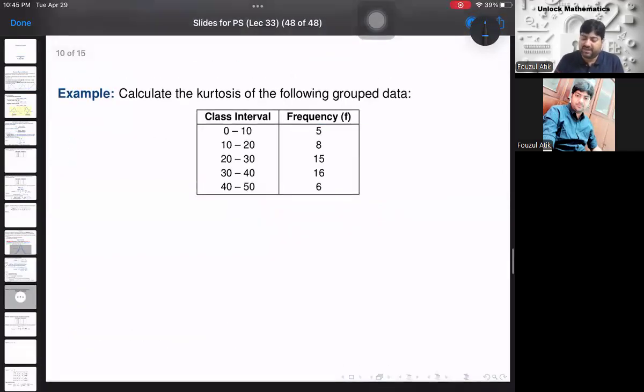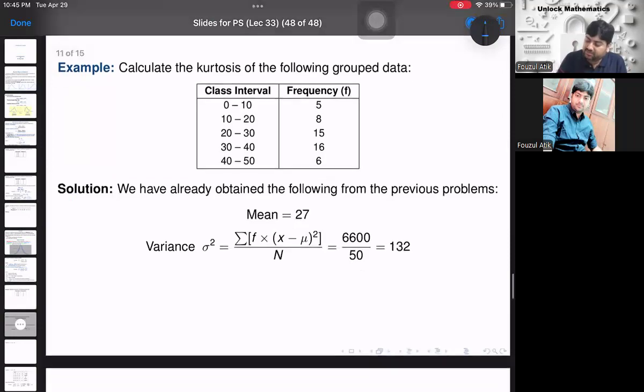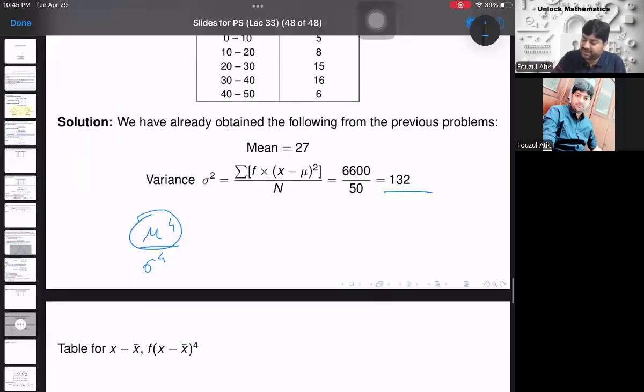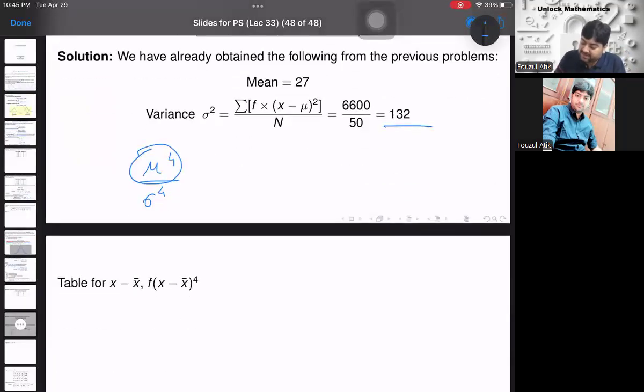Then look at the same example we have talked about several times. So we already calculated its mean, right? What is the mean for this data? We already calculated the mean, which is 27, and we have already calculated its variance, which is 132. Now the kurtosis formula is actually mu to the power 4 by sigma to the power 4. So we need to calculate this value for this group data. So we should have the summation of this value divided by n.